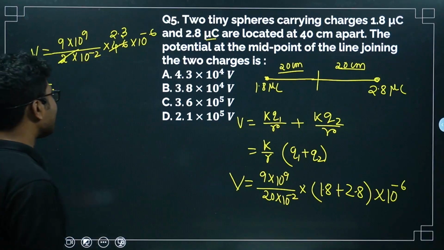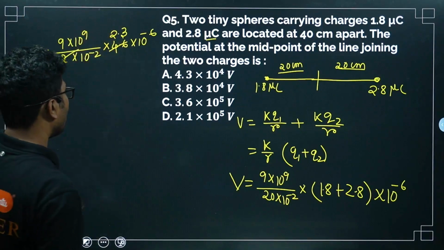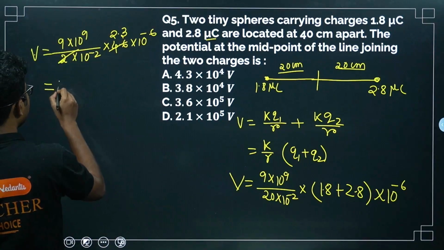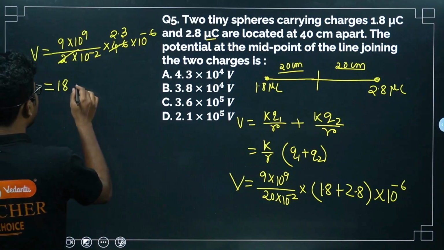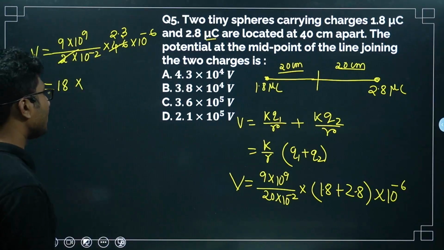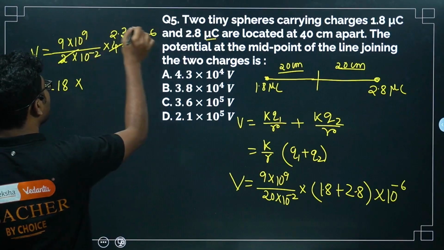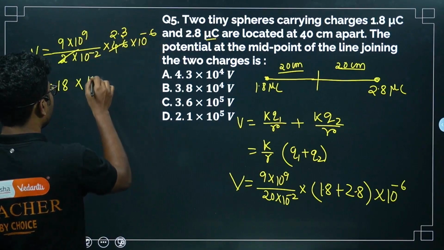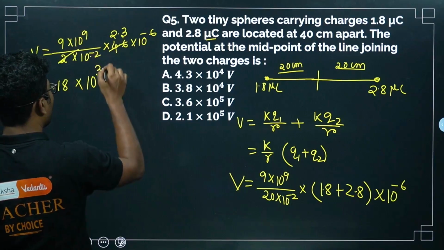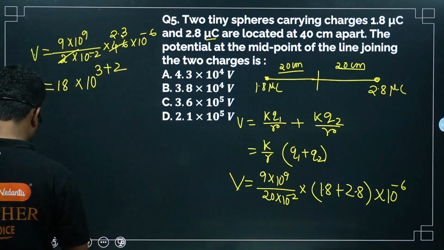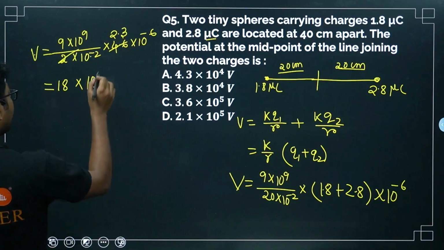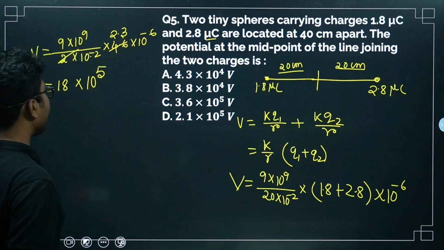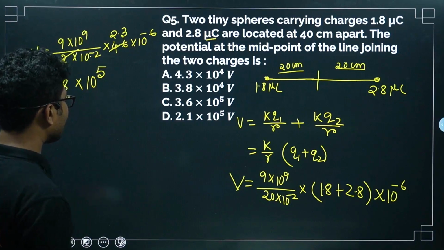Almost 2.3, let's assume this is 2 for now. Okay, so 2 times 19 is 80. Obviously it is more than that. We will see that. First of all, let us calculate the powers of 10. So 10 to the power of 9 minus 6 is 10 to the power of 3. Minus 2 will go up and it will become plus, so it will become 10 to the power of 5. Right? So 18 times 10 to the power of 5. Let's see which one is the closest.